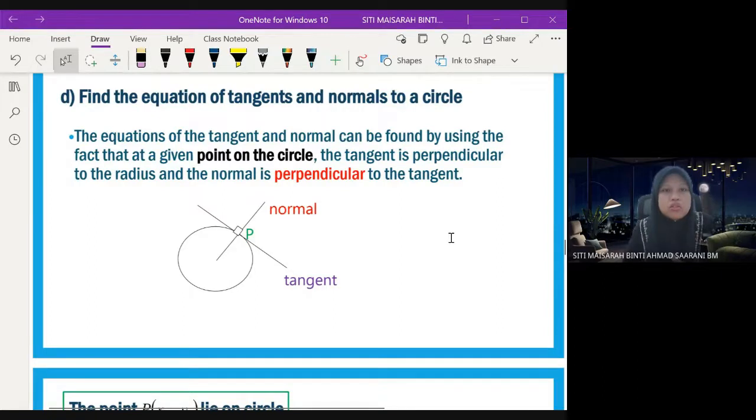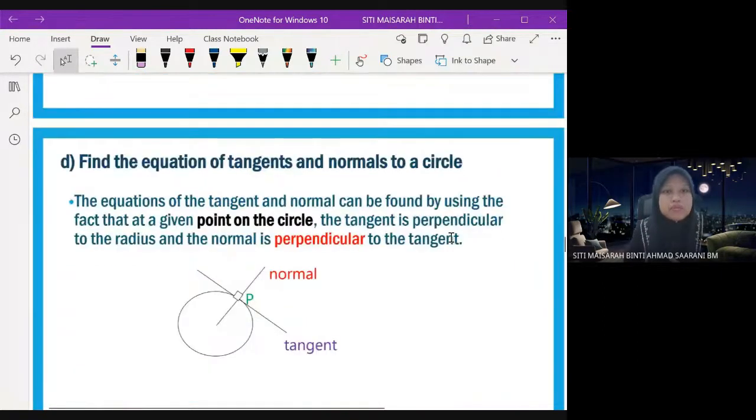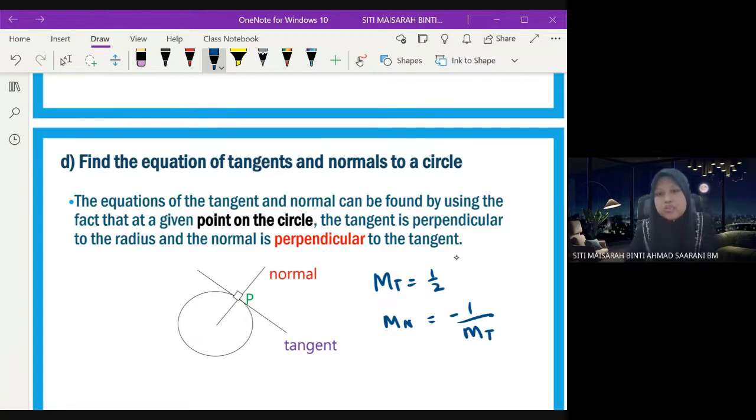Okay. So macam yang sepatutnya awak dah tahulah, tangent dengan normal dia adalah perpendicular lah. Kalau contoh M tangent 1/2, M normal akan jadi negatif 1 over M tangent, which is negatif 1 divided by 1 over 2, we get negatif 2. Macam tu lah. Yang ni awak kena ingat. M normal is equal to negatif 1 over M tangent.